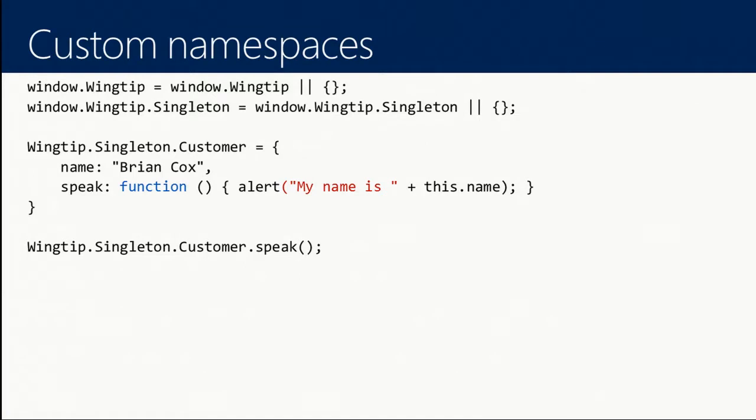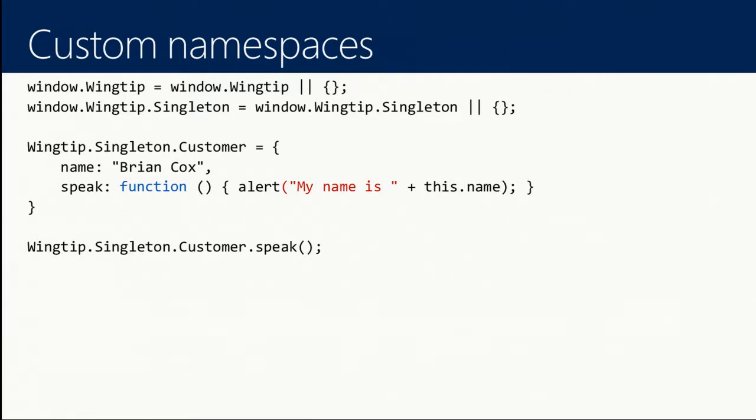And then after I get that done, I define a customer. So the first key thing here is what you're looking at where it says wingtip.singleton.customer. That's a variable, right? That's a variable customer inside the singleton object, inside the wingtip object, inside the window object. And the way that object definitions work inside of JavaScript is objects are just key value pairs. That's all they are. So you can see here that I have a key value pair. Name is Brian Cox, and then a key speak. And the value in that case is actually another function.